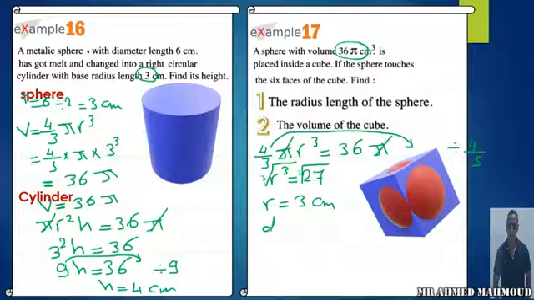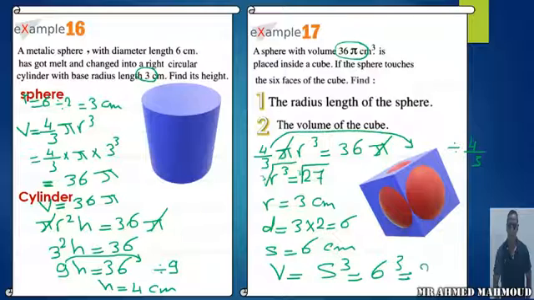Then the diameter equals 3 times 2, equals 6 centimeters. That means that S also equals 6 centimeters, because the sphere touches the two sides, so the diameter is the same as the side. To find the volume of the cube, it equals S cubed, equals 6 cubed, which is equal to 216 centimeters cubed.